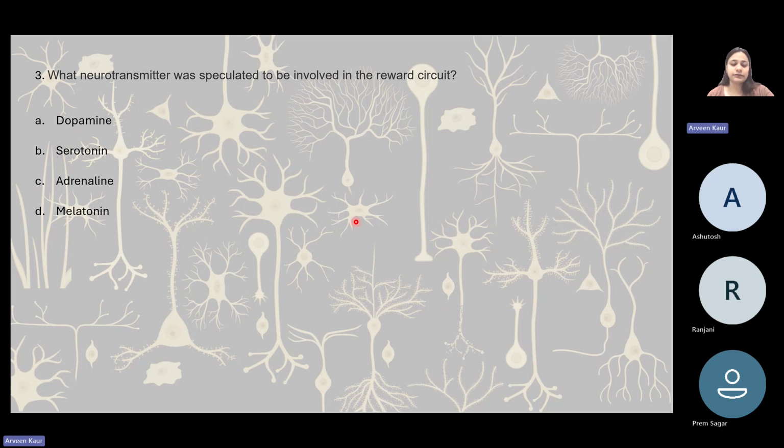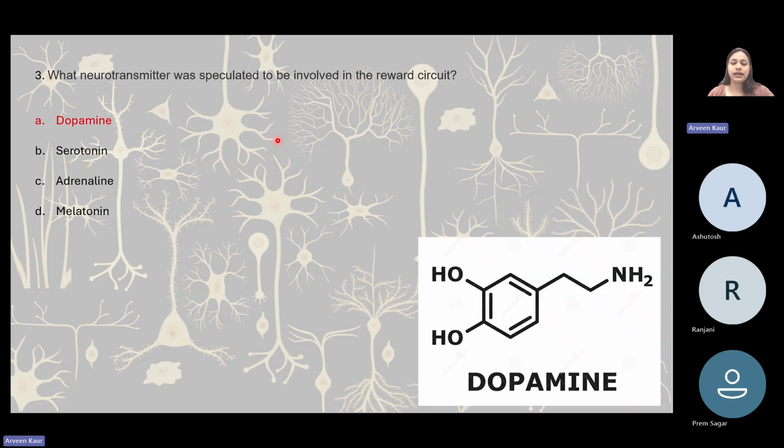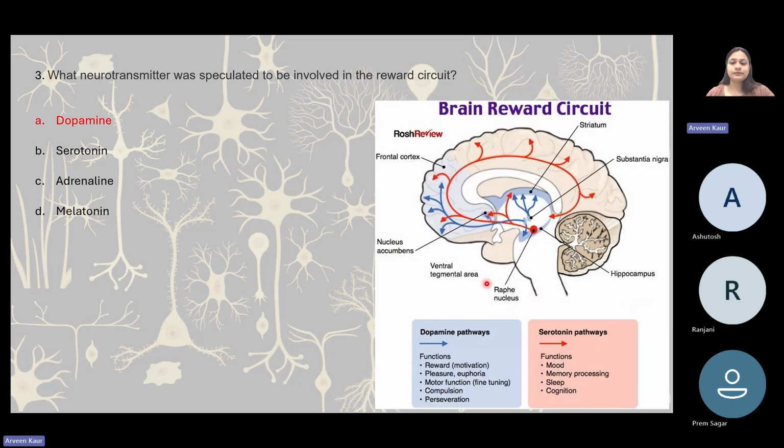And of course, this week's lectures also mention which of these was speculated to be involved in the reward circuit. And now we know that it is actually involved in the reward circuit. It is actually dopamine. So dopamine is one of the neurotransmitters which is involved in the brain reward circuit. Over here you can see the blue path represents the dopamine path. So the functions are reward or motivation, pleasure and euphoria.